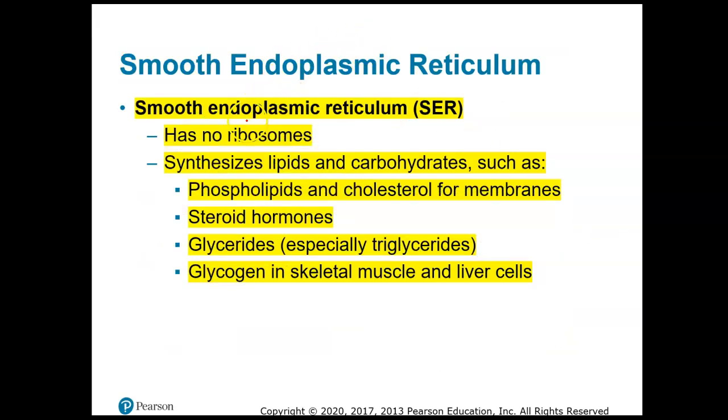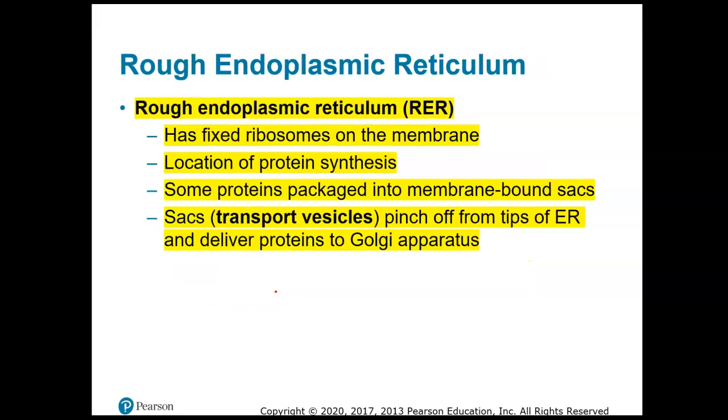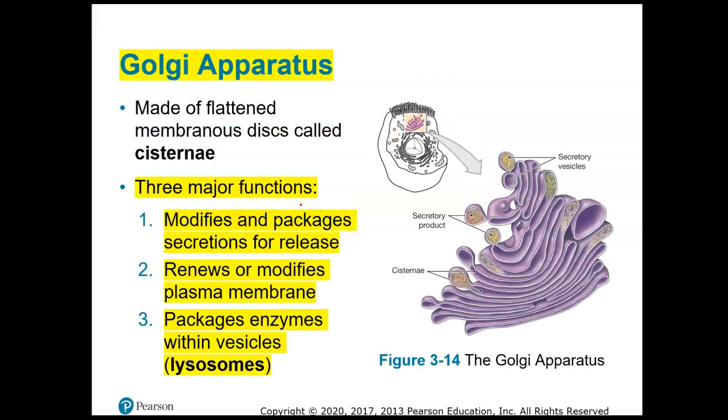I will go through. For the smooth ER, it says it has no ribosomes. It synthesizes lipids and carbohydrates, such as phospholipids that form the plasma membrane, cholesterol that's embedded within the phospholipid bilayer in the plasma membranes, steroid hormones like cholesterol, and cholesterol is the precursor to testosterone and estrogen. Triglycerides or body fat, glycogen, which is the storage form of glucose in skeletal muscle and liver cells. Then we have the rough ER, which is involved in proteins, in producing proteins and packaging them.